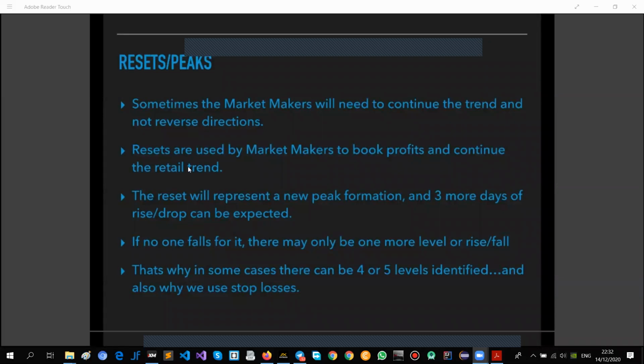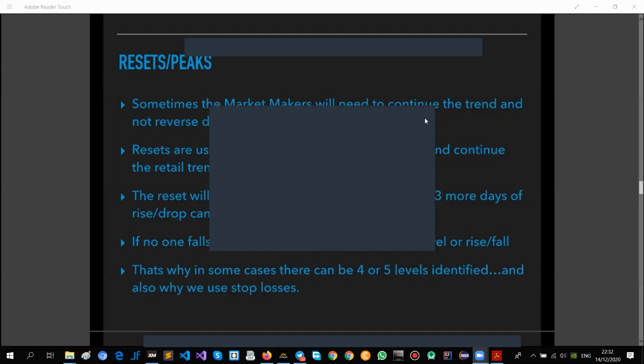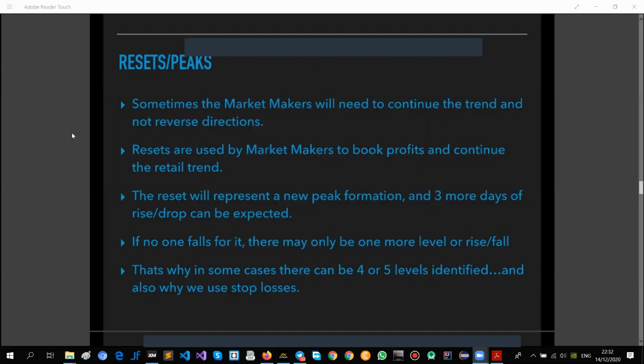They want to trap those types of traders, and how will they do that? By not reversing the direction, but by continuing with the same trend. So that's where these things called resets come into play. I'll be talking about resets in my next video.